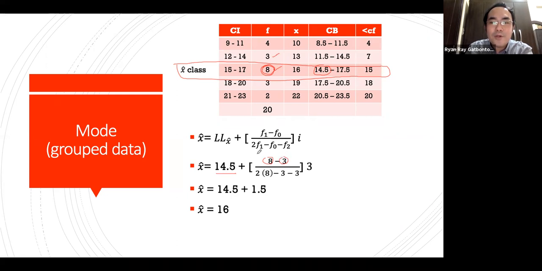Okay. So the next part of the formula is looking into the 2, placing there the 2, multiplying it to the frequency of the modal class, which is 8. Okay. Minus 3, because this is the frequency of the interval preceding the modal class. And the frequency succeeding the modal class is 3 also. All right. So this is 3. If we compute it, 14.5, this becomes 1.5, we get 16.